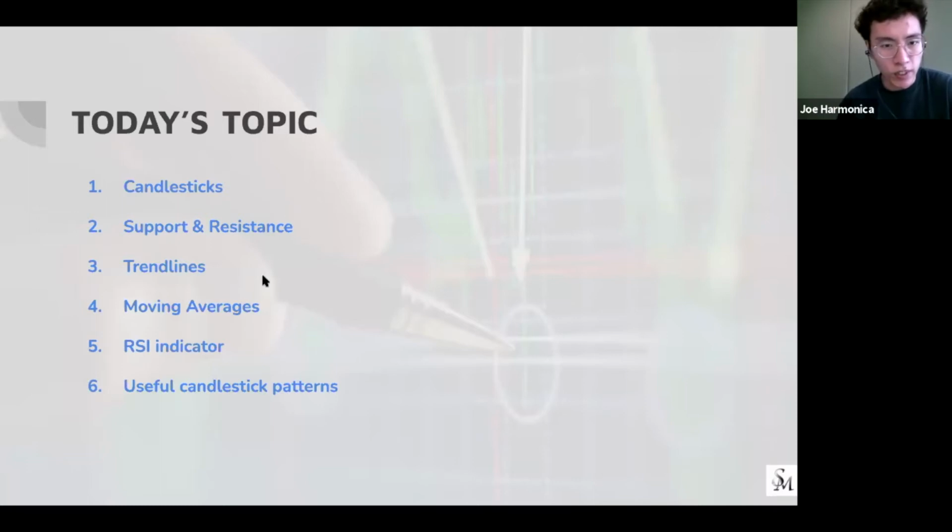Second, we look at support and resistance. We look at trend lines, to see whether the stock is going up or going down. Moving average, a very important indicator. RSI indicator, another important indicator that I will teach you the basics of, how to use it, and also the important or useful candlestick patterns that you can observe from a stock chart to know whether it is a potential entry or not.